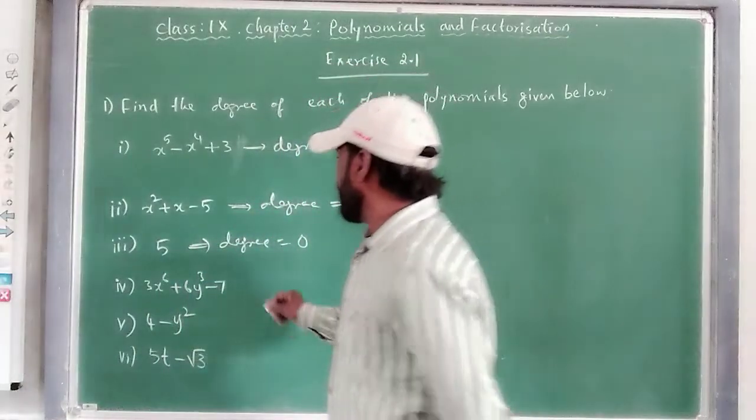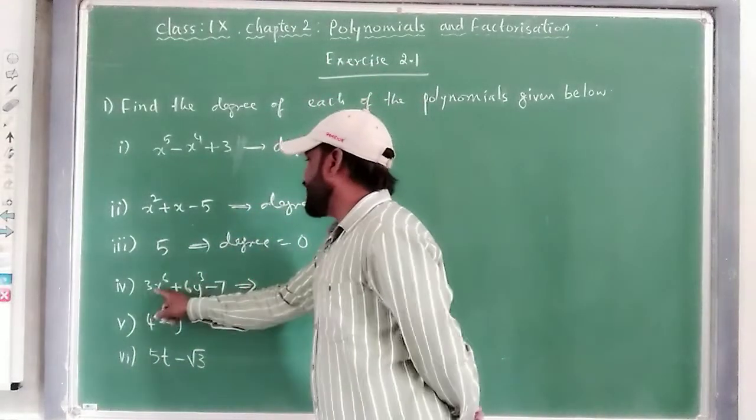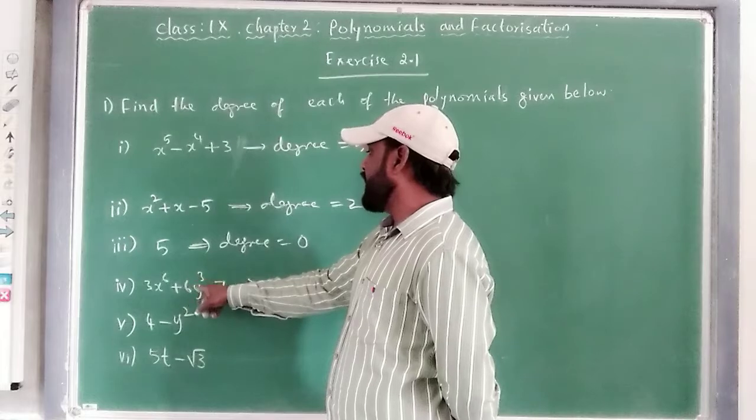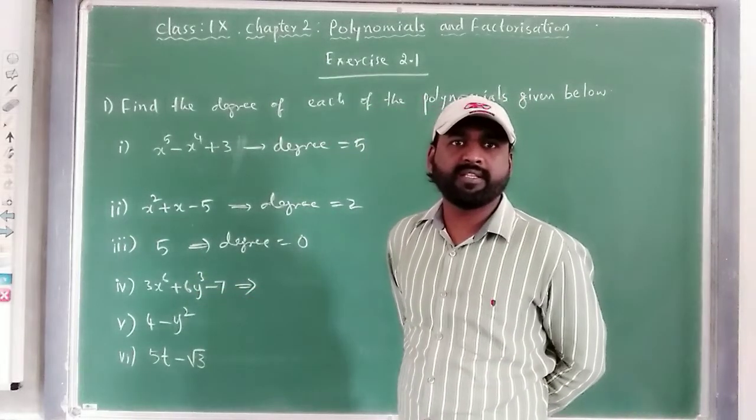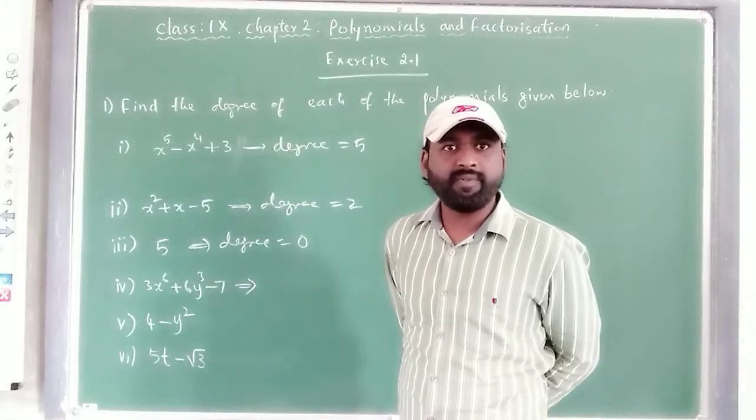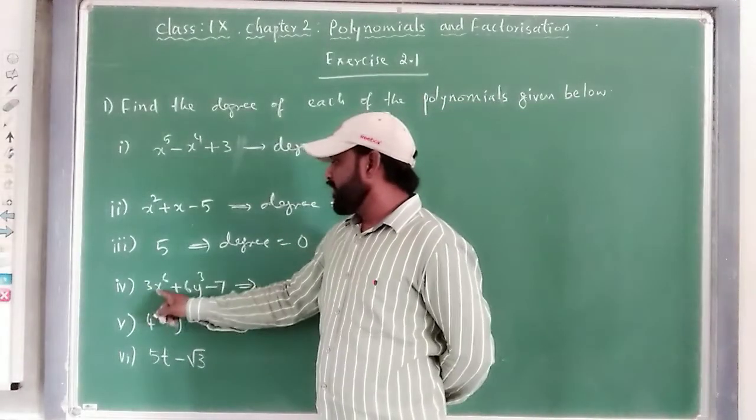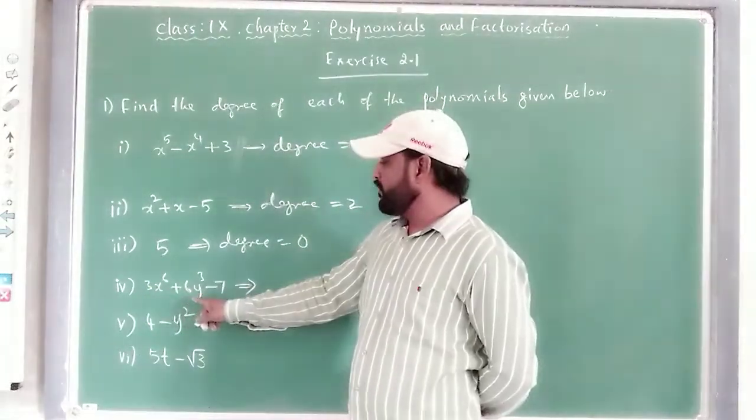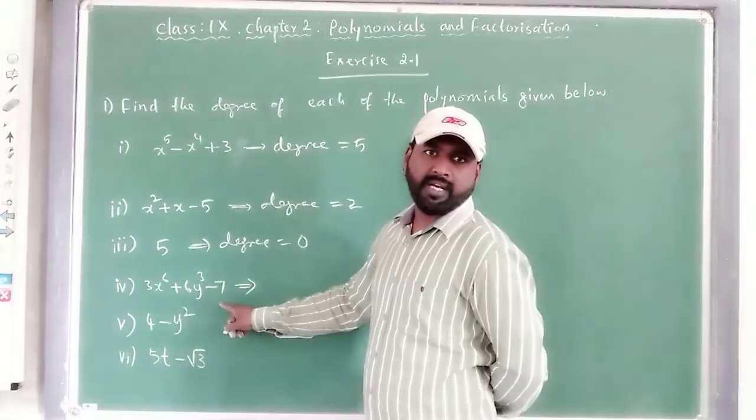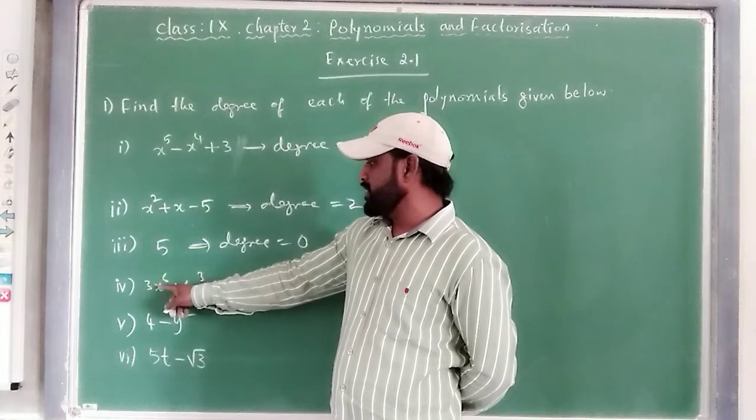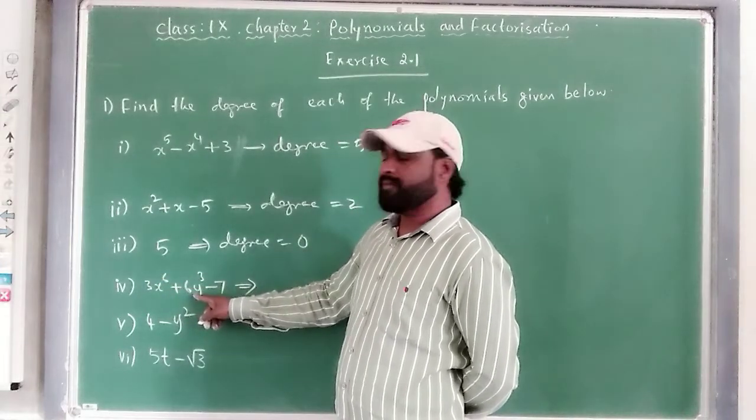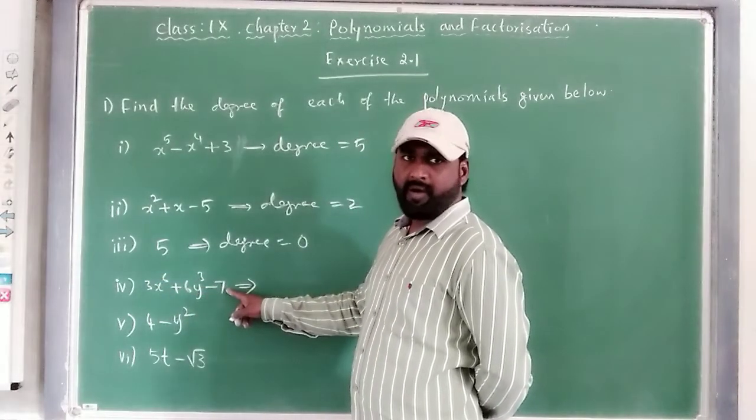Next, see 3x to the power of 6 plus 6y to the power of 3 minus 7. Here there are 2 variables involved in the algebraic expression. In the first term, what is the variable? x. In the second term, what is the variable? y. In the third term, there is no variable at all.